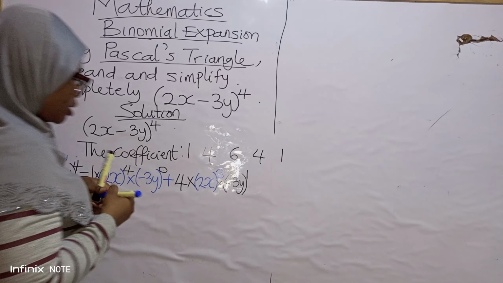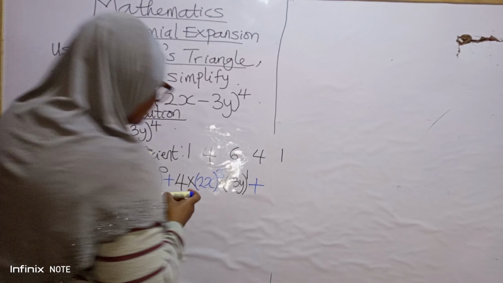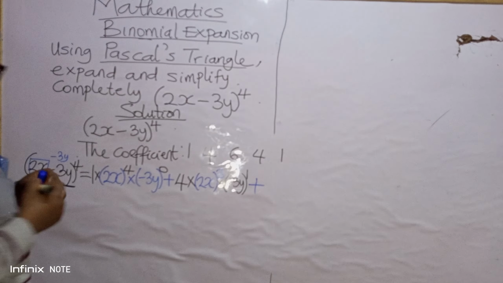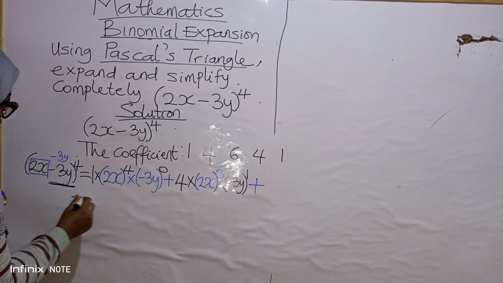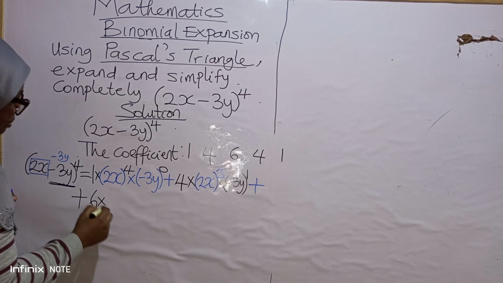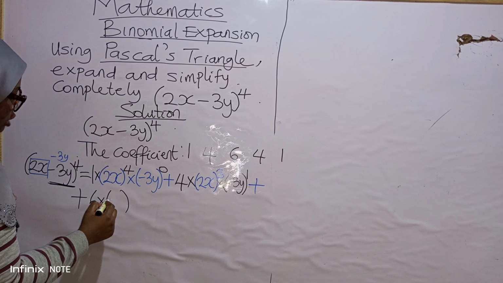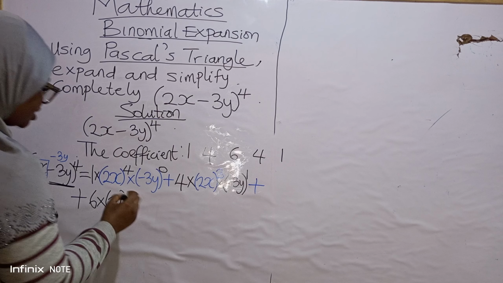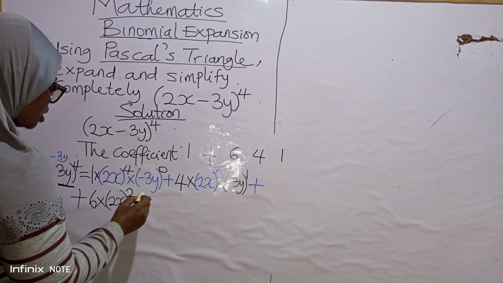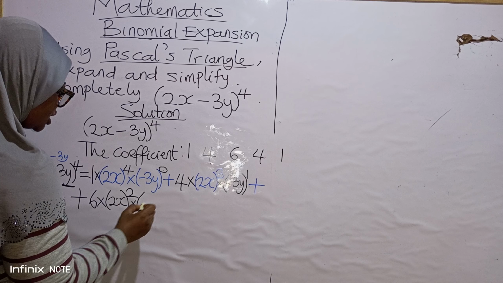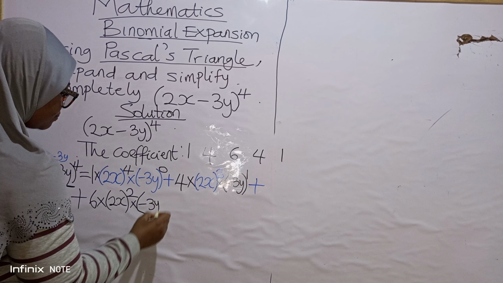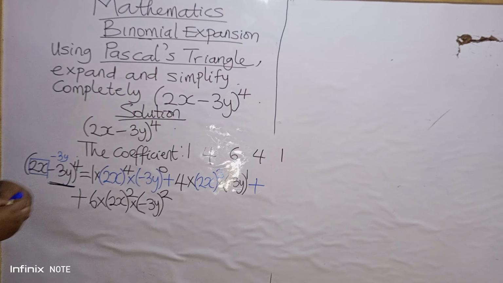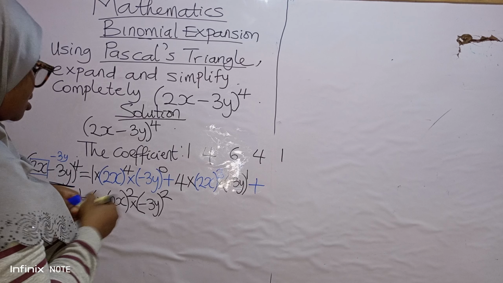So plus the third coefficient is 6. So plus 6, multiplied by the first term, which is what? 2x. I told you its power will be decreasing, so this one will be 2. Then multiplied by the second term, which is minus 3y, and its power is increasing, so the next one is 2. So we are done with that.